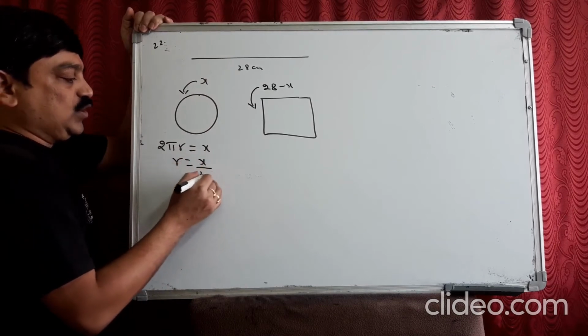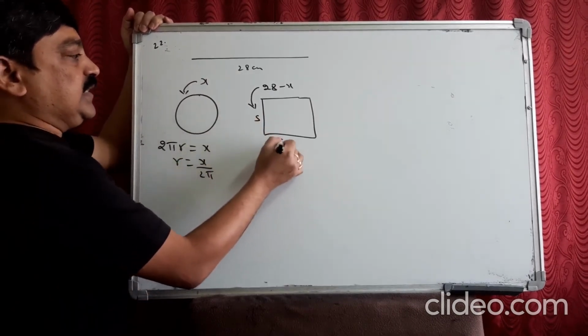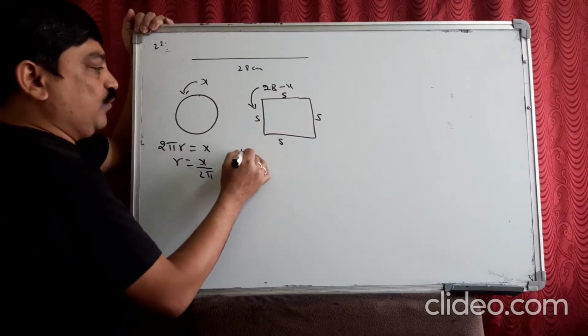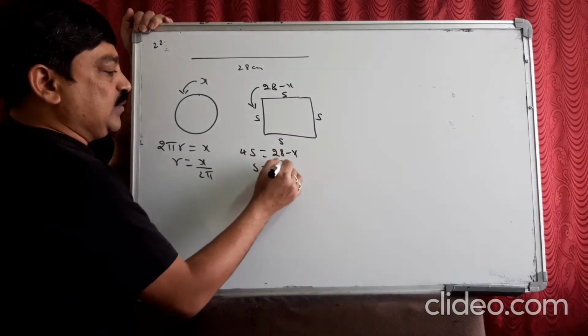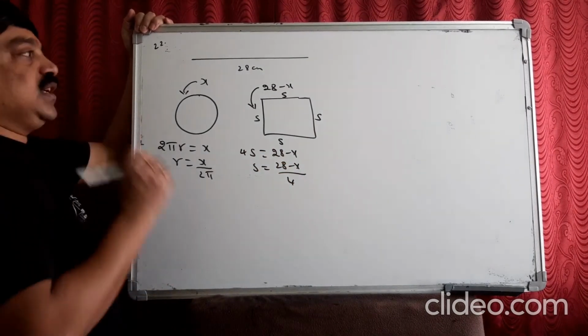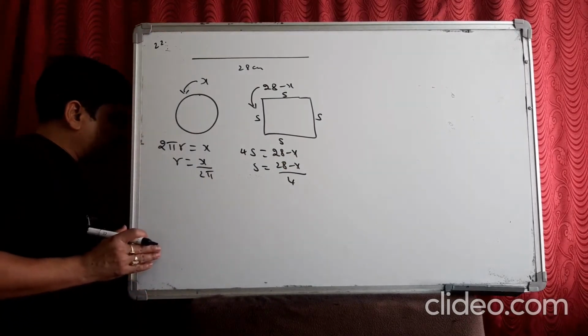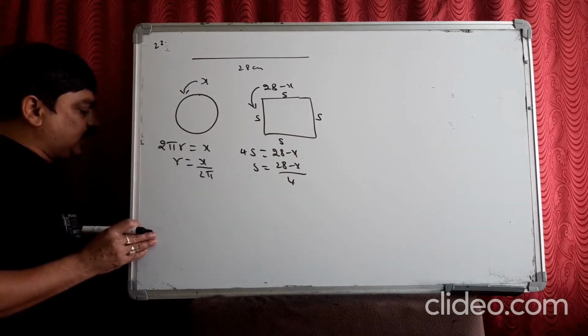r equal to x by 2 pi. And here it is a side. If I take each side as s, 4s is equal to 28 minus x, so s equal to (28 minus x) by 4. So you get the values of r and s. Now what did they say? They asked us to show that the areas are minimum, then find the length of the two pieces.